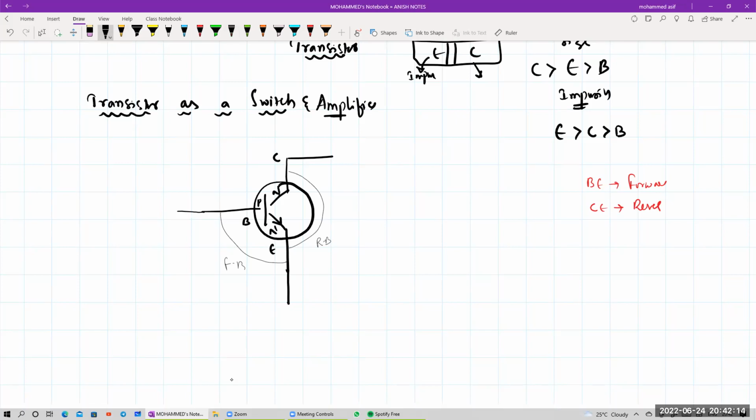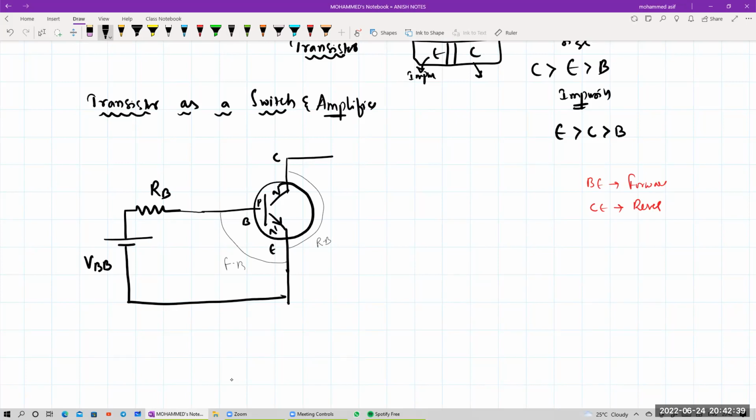And this is having some resistance here. This is your base resistance. Here P should be connected to the positive terminal, and this should be connected to the negative terminal. And this one is represented by your VBB. Clear? Is it clear, beta?